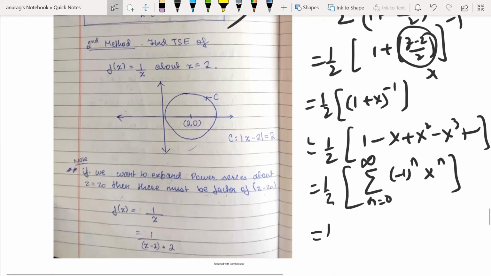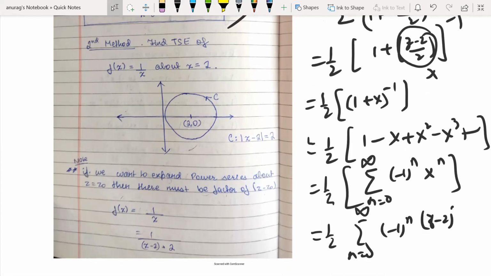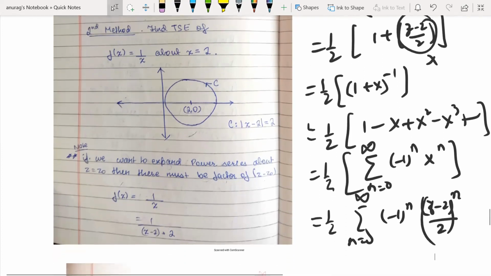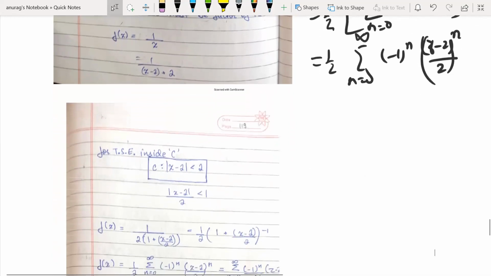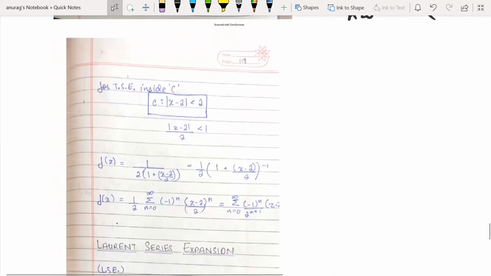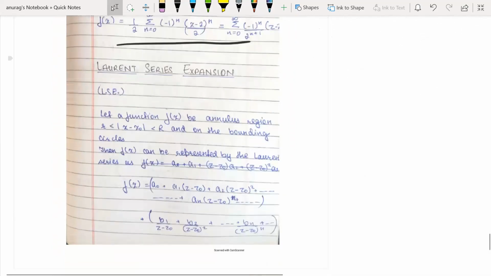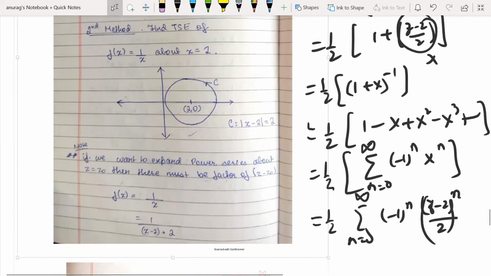Put the value here. Sigma n equal to 0 to infinity minus 1 to the power n, X is actually (z minus 2) by 2, to the power n. So this is your expansion. If you expand it from n equal to 0 onwards, you will get the similar expansion which I obtained from the previous method. So this is your Taylor series.